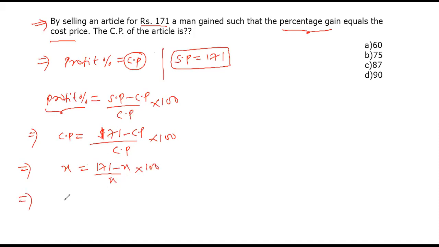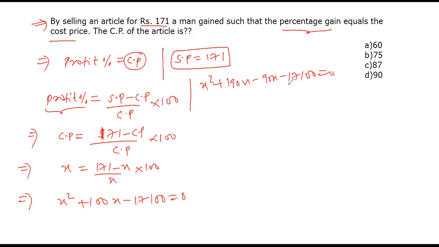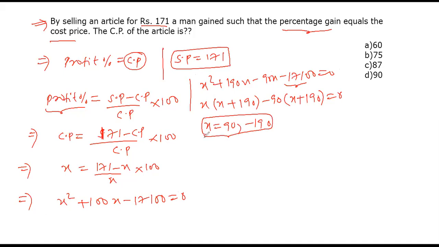So if you simplify this, you will get X square plus 100x minus 17100 equals 0. Now if you factorize this, it is nothing but x square plus 190x minus 90x minus 17100 equals 0, because I know 171 is nothing but 19 into 9. So if I take x common, it's x plus 190, and if I take minus 90 common, it's x plus 190 equals 0. So x equals either 90 or minus 190. However, x is nothing but CP. CP can't be negative. So the only value of x which satisfies the question is CP equal to 90. So 90 is the option.